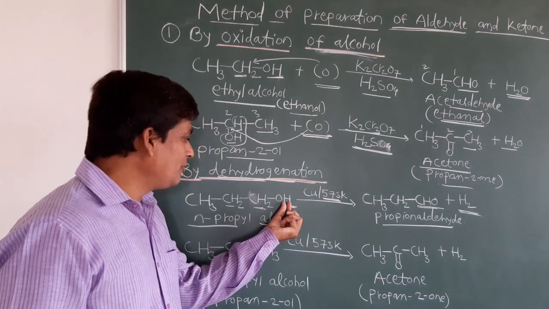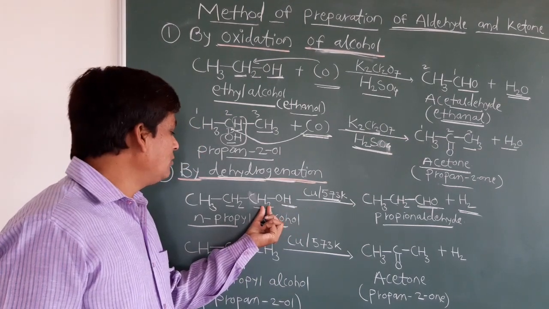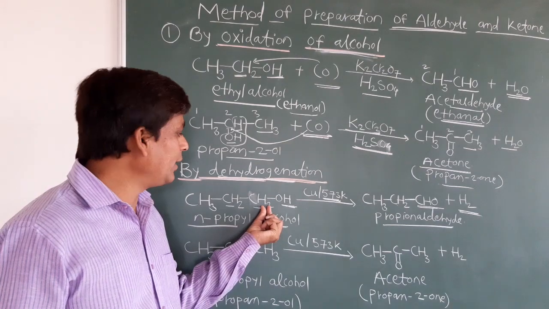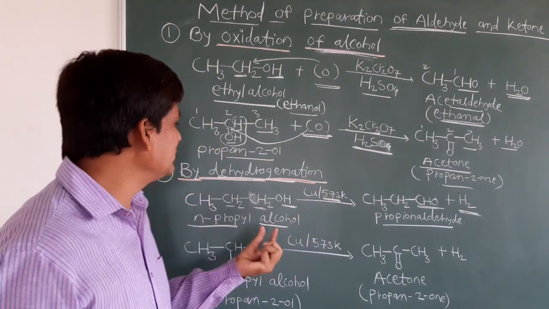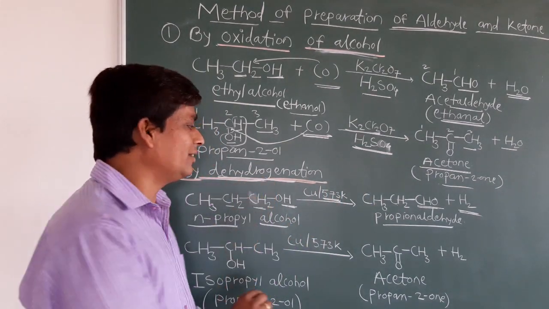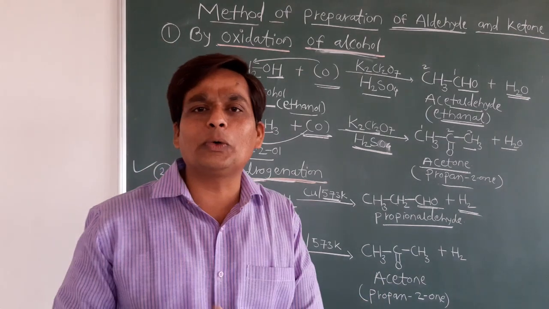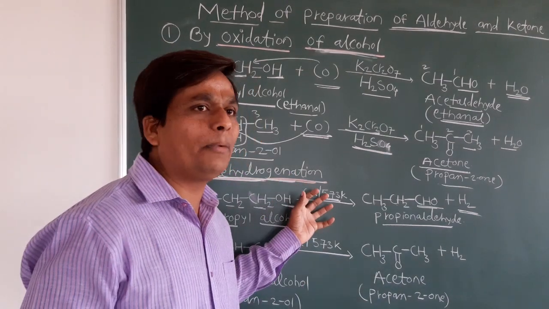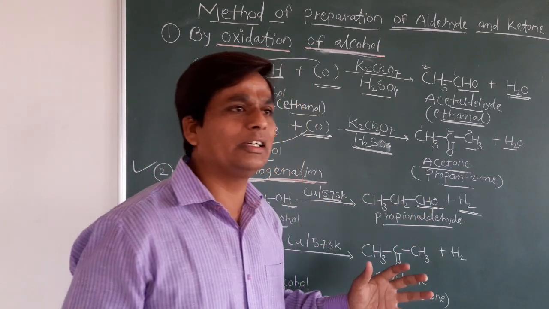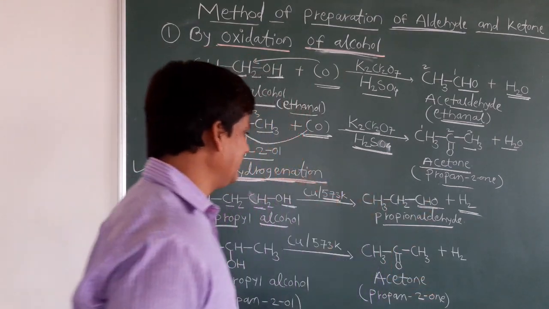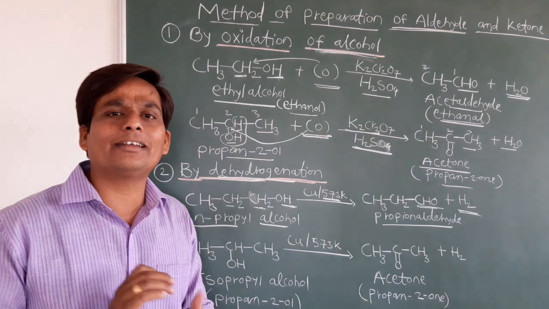This H from OH and one H from this CH2. In this way H2 gas is removed, and we can say it is a dehydrogenation. Now clear, students? A very simple reaction. When n-propyl alcohol is heated in the presence of copper, it loses hydrogen and we get an aldehyde. Now we will see how we get a ketone.